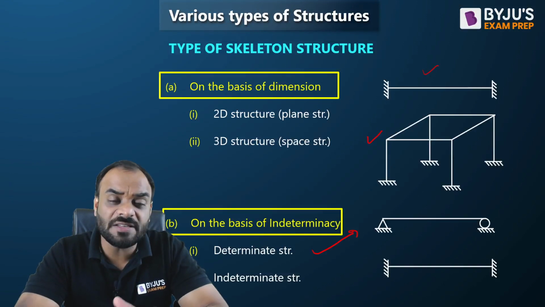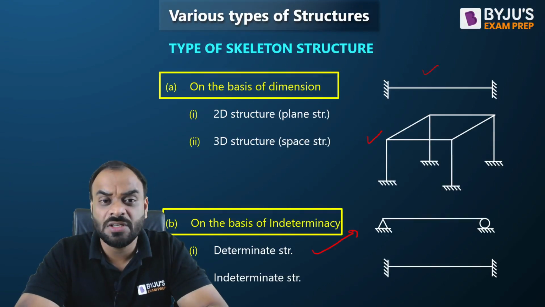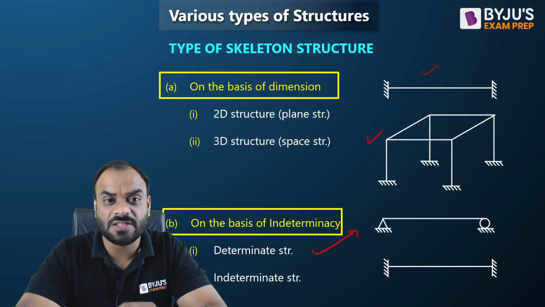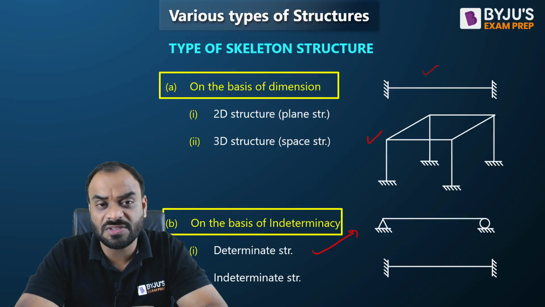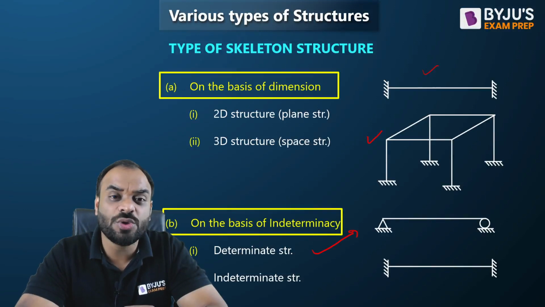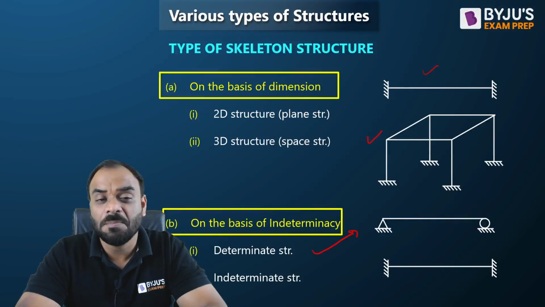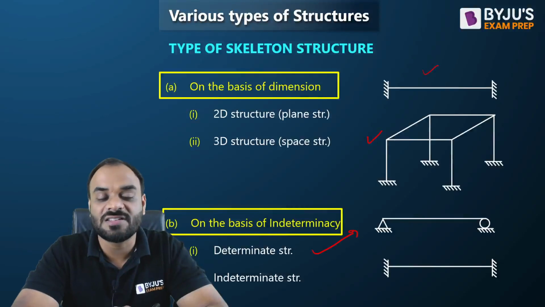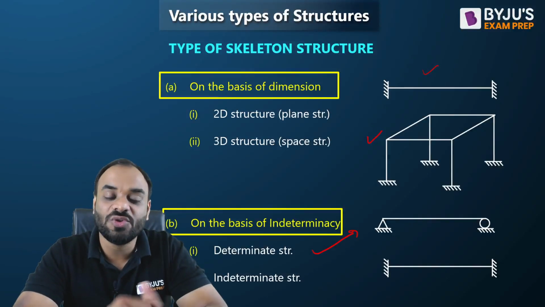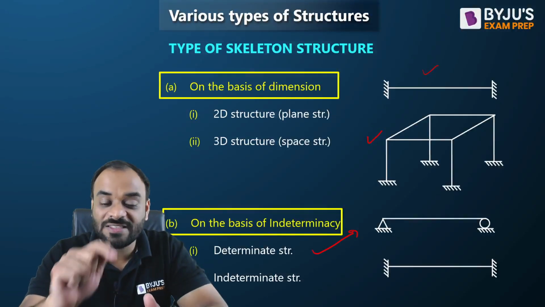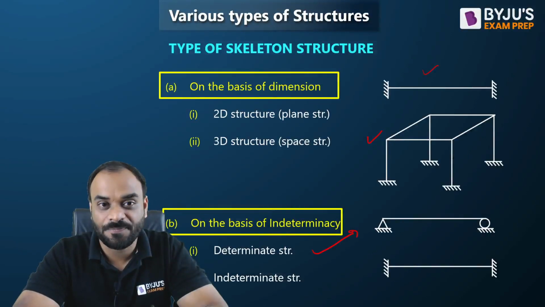The indeterminate structures are those structures in which the total number of reactions is greater as compared to the total number of equilibrium equations which are available. In that situation, you need to develop the extra equation by using the methods of structure analysis, and that's why you need to learn this subject, to analyze mainly the indeterminate structures, right?